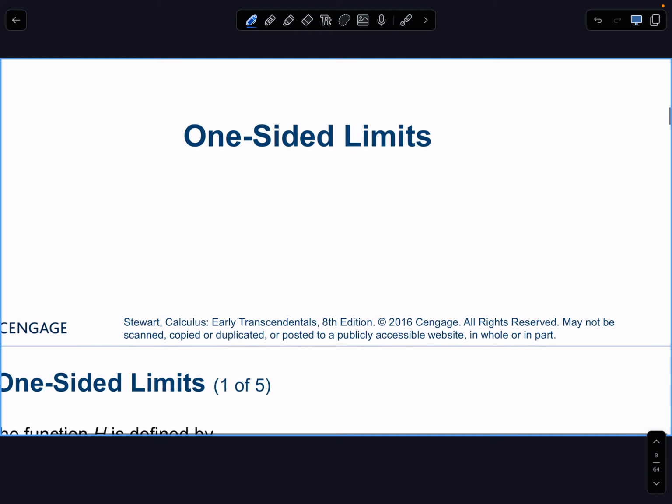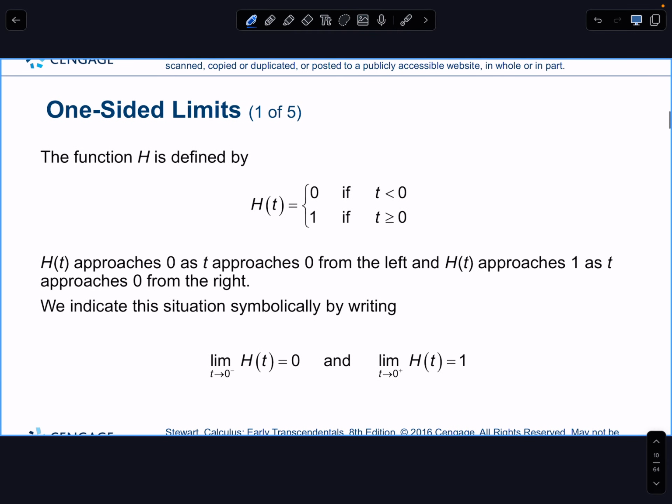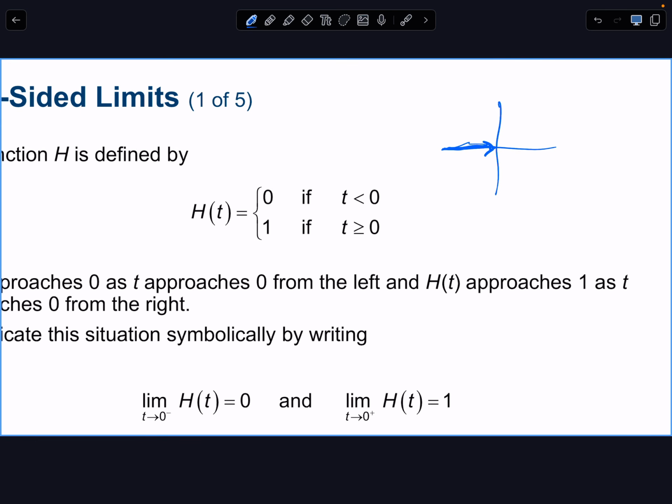Okay, one-sided limits, real quick. This is a piecewise function. Basically, this function on a graph would look like this. It's approaching 0 as t is less than 0. So it's basically crawling along the x-axis from the left side. And then it's approaching 1 from the right side as t is greater than or equal to 0. And there would be a dot here and then an empty circle here.